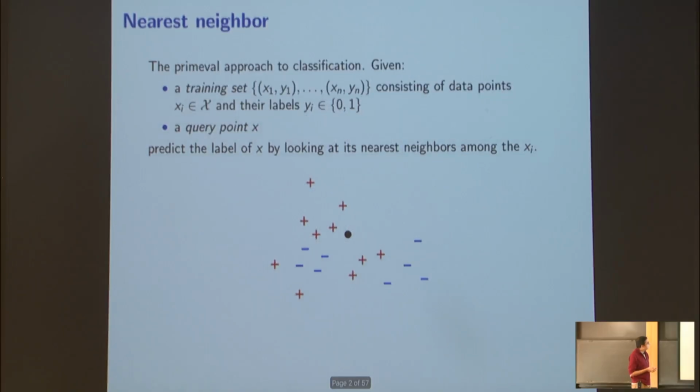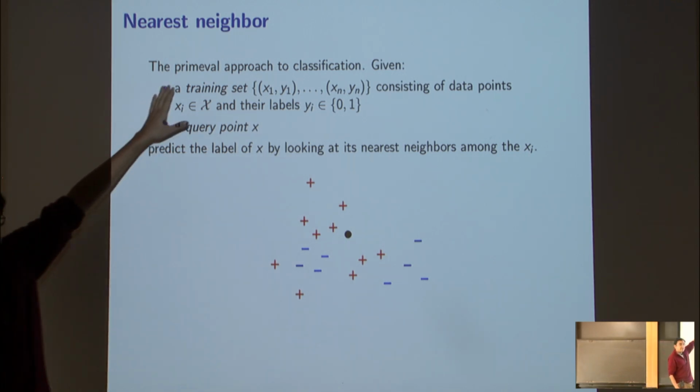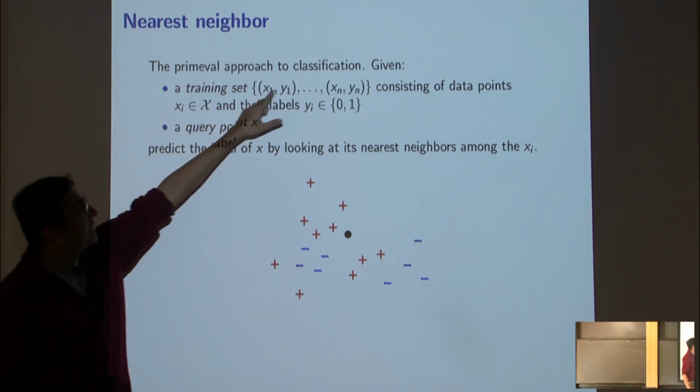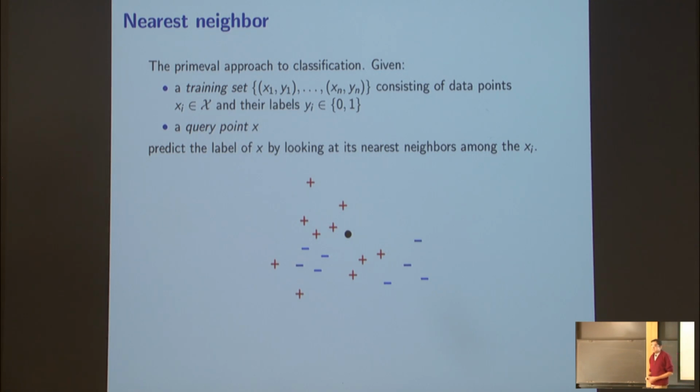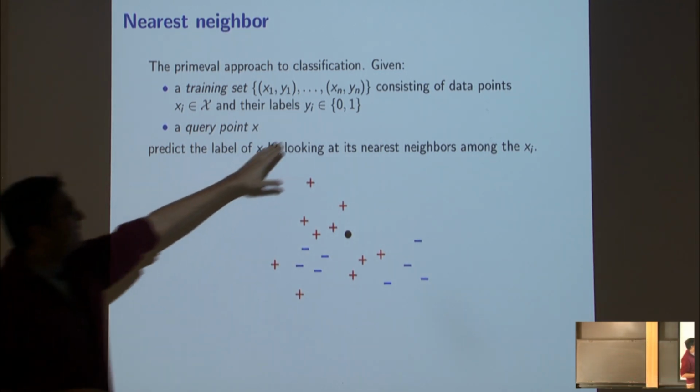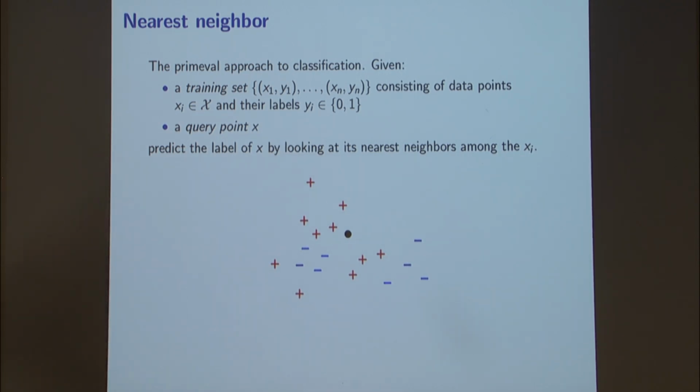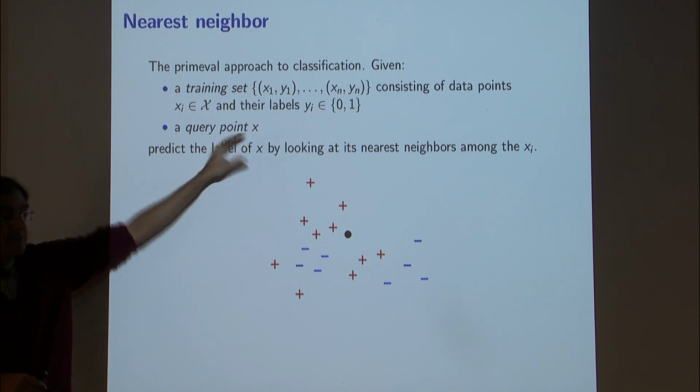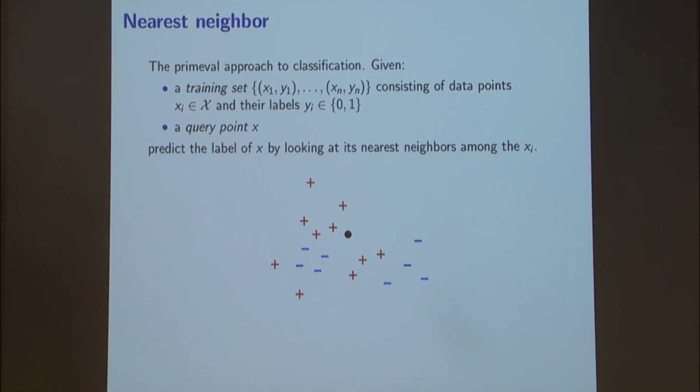Okay. So nearest neighbor is one of the oldest and simplest approaches to classification. The setting is that there is some training set of points, x1 through xn, and each of them has a label, and I'm just going to take these labels to be binary. So the labels are 0 or 1, and this is your training set. And later, some query point x comes up, and you have to predict its label, whether it's going to be 0 or 1.